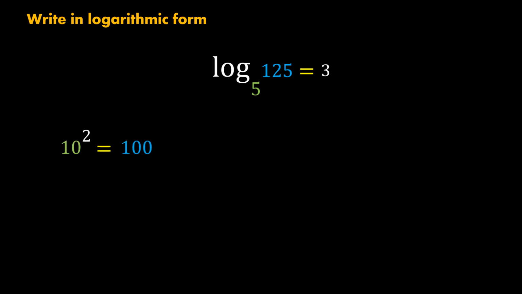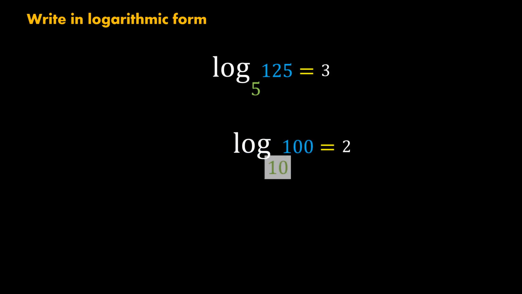Same as if I have 10 to the power 2 equal 100. So I will write it in logarithm form like this. Put the logarithm notation and then move the numbers and put it like this. Now, since here the base is 10, so 10 always can be hidden in the logarithm. So it can be like this: logarithm 100 equal 2. So if there is a logarithm without base, it means that the base is 10.